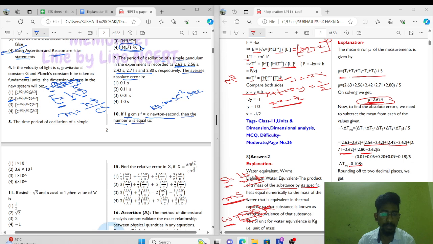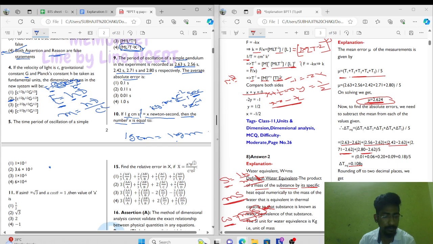So that means second inverse cancels out. Here it is written that 1 gram centimeter equals 1 kilogram meter second. I think you guys, there is a shortcut process, right?